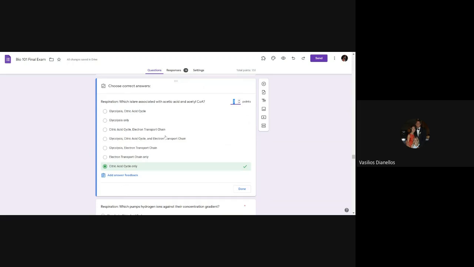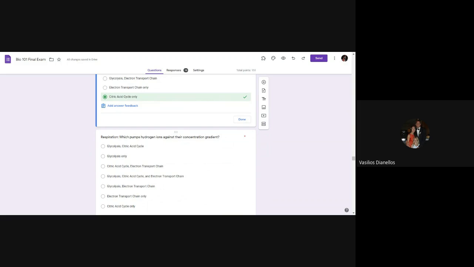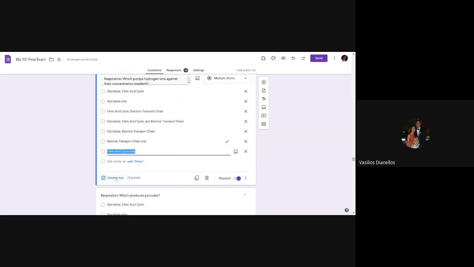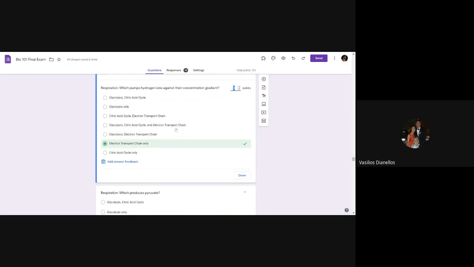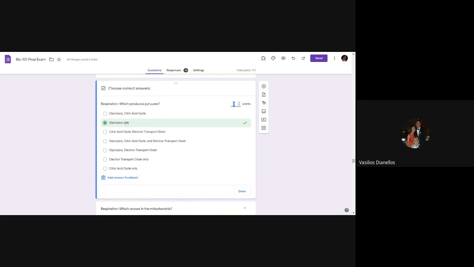Moving forward, respiration. Which pumps hydrogen ions against a concentration gradient? Simply, the answer is the electron transport chain. Full credit for that. Partial credit if you guessed anything to do with electron transport chain other than the option that lists all of them. Respiration, which one produces pyruvate? Well, glycolysis is the only thing that produces pyruvate, but as long as your answer included glycolysis and it wasn't the one that lists all of them, you got partial credit. So full credit for the correct answer, partial credit if it involved partially the correct answer.